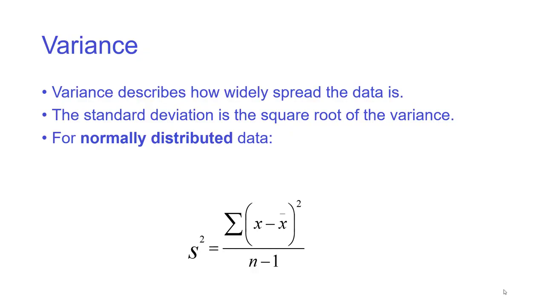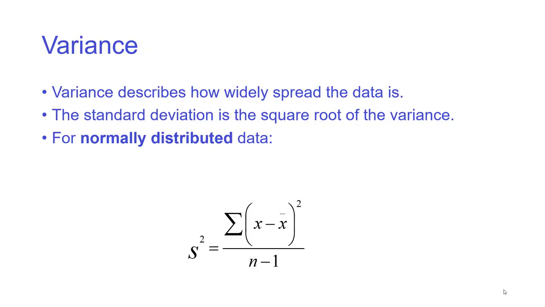The reason why people don't like reporting variances is because their units are the square of the units that you measured. So if you measured height, the variance is in meters squared, which makes you think, oh, that's area, what's this? Which is sensible because it's the kind of area under the distribution. The standard deviation has exactly the same units as you measured, so its units are in meters.